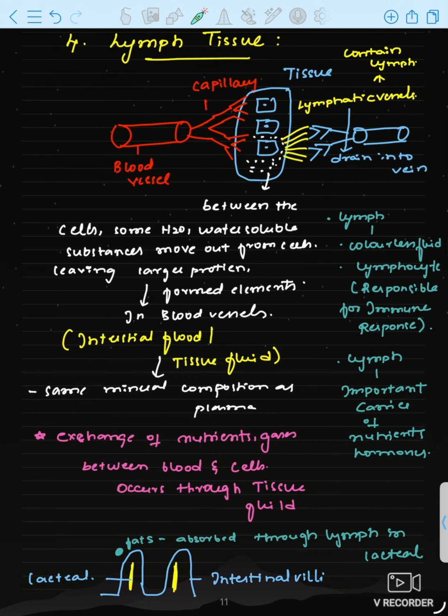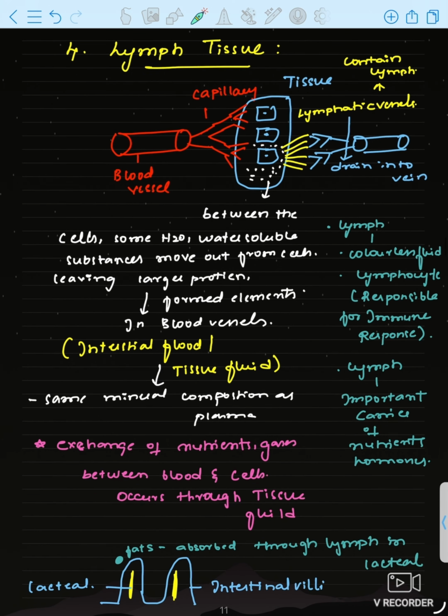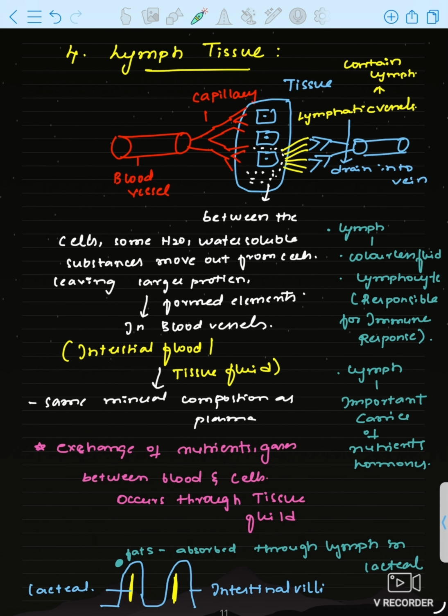Now let us discuss lymph tissue also. What does lymph tissue mean? Now there is a blood vessel, an artery. It will break down into capillaries and give oxygenated blood to tissues. In between the tissues, some cells and water soluble substances will move out from the cell, in between the cells, and leave larger proteins and formed elements in the blood vessels.